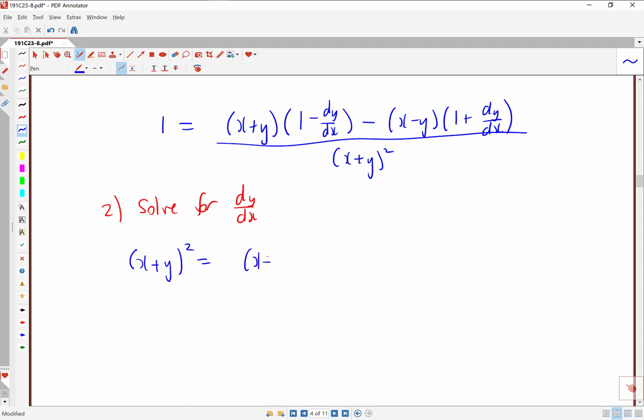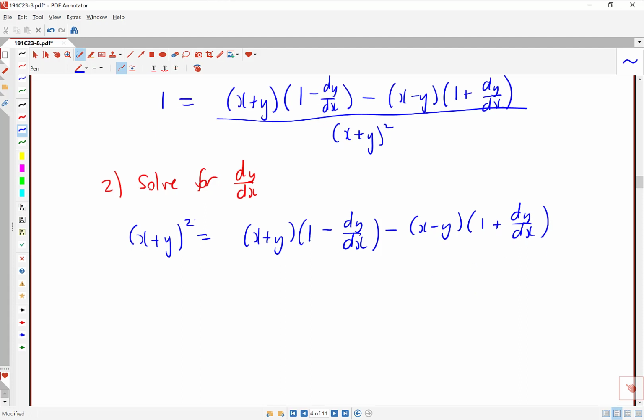So on the right side, we've got x plus y times 1 minus dy by dx, and then minus x minus y times 1 plus dy by dx. Okay, now our goal is to separate terms that have dy by dx in them from ones that don't. So if we think of this x plus y squared, there's no reason to expand that out. That's just all non-dy by dx terms, so we would just leave that exactly as is. But as we move into the right side here, we've got a non-dy by dx term that needs to be separated from a dy by dx term.